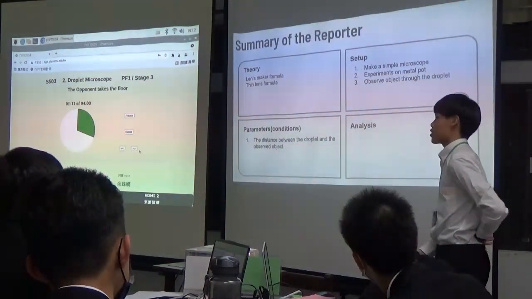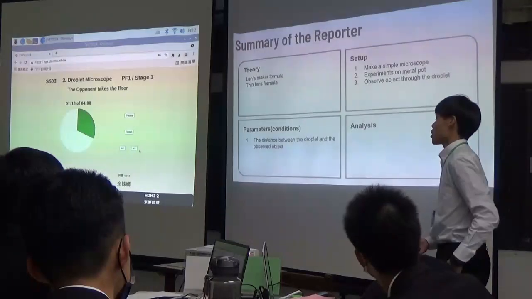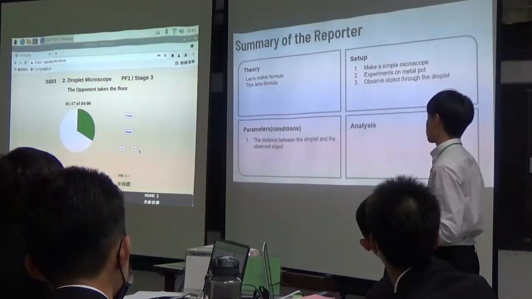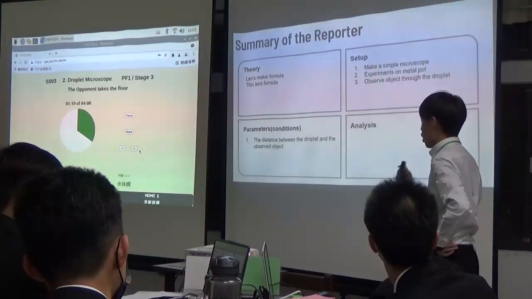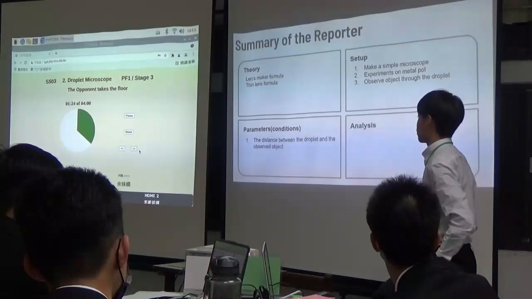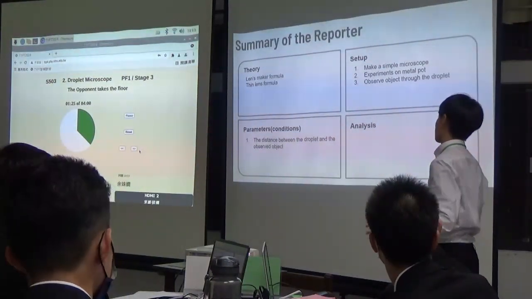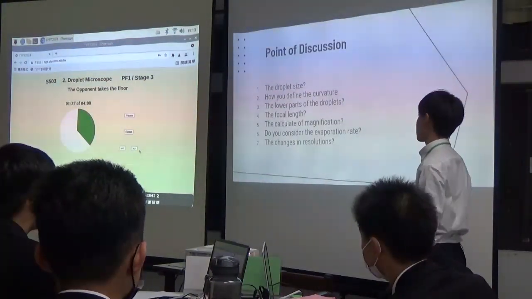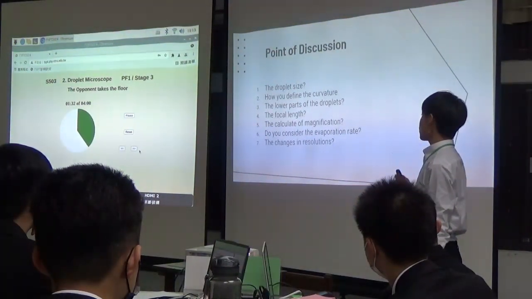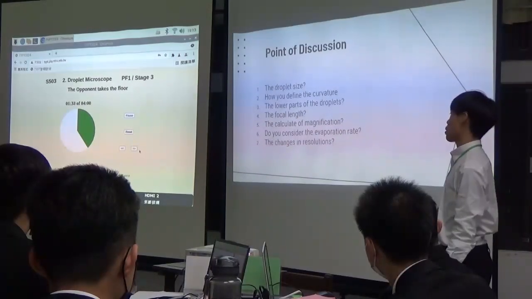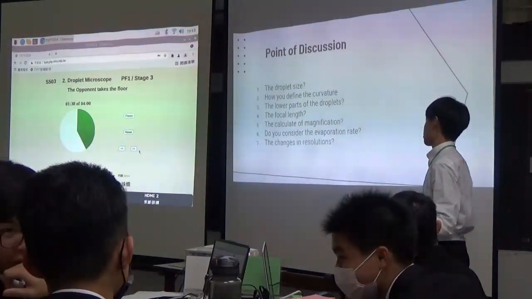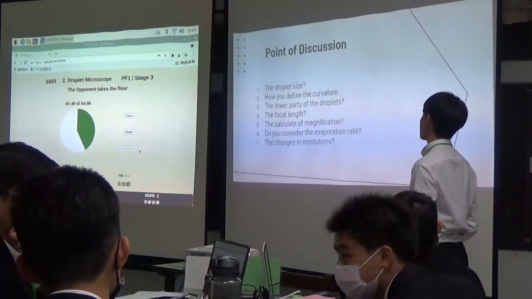And for analysis, they analyze the magnification through different lengths and see how it changes. Our points of discussion are, first, the droplet size. How do you define it? Second, how do you define the curvature of the droplet? And third, the lower parts of the droplet should probably be considered, and we'll be discussing that in the next session.